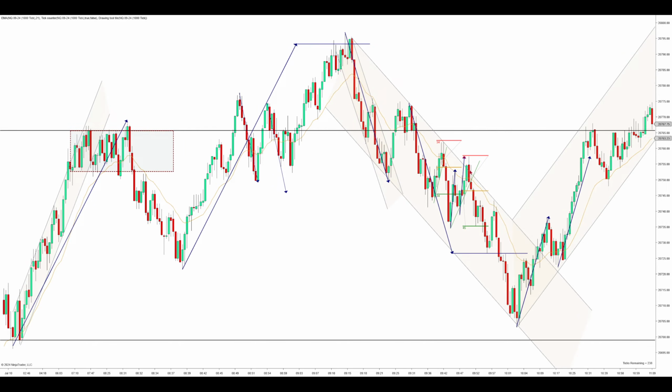This down measured move is still in play. It's the third bounce off this trend line right here. Sharp reaction, holding below the EMA. I like this trade right here as a failed second entry.